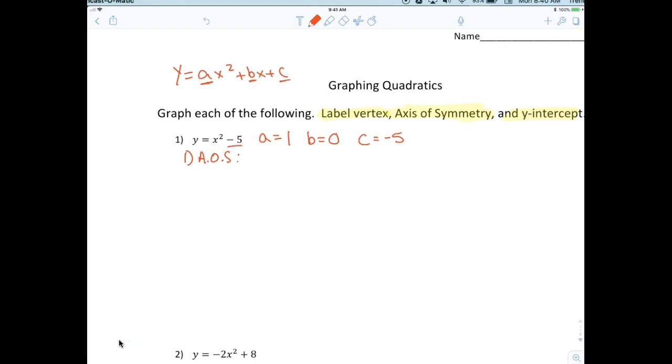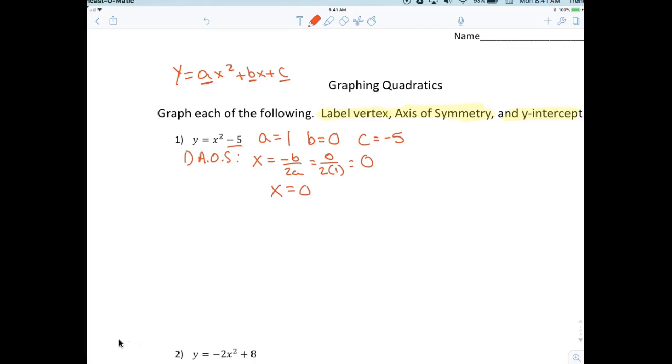Anybody have any issues with that? All right, so here we go. Your axis of symmetry is x equals -b over 2a. What is -b going to be? Good. 0 over 2 times 1. What's 0 divided by anything? 0. That is correct. So your axis of symmetry is just x equals 0. That wasn't hard.